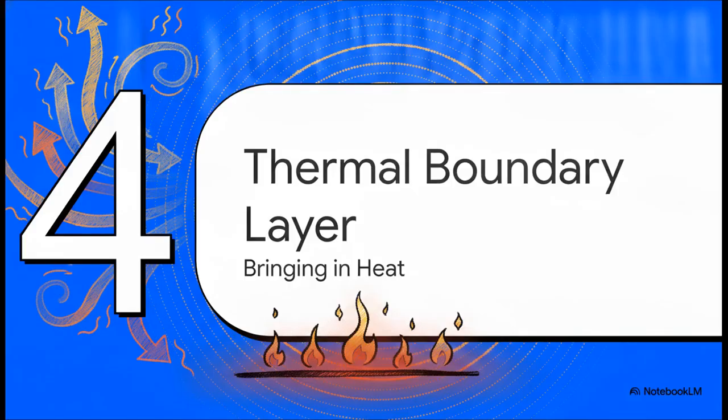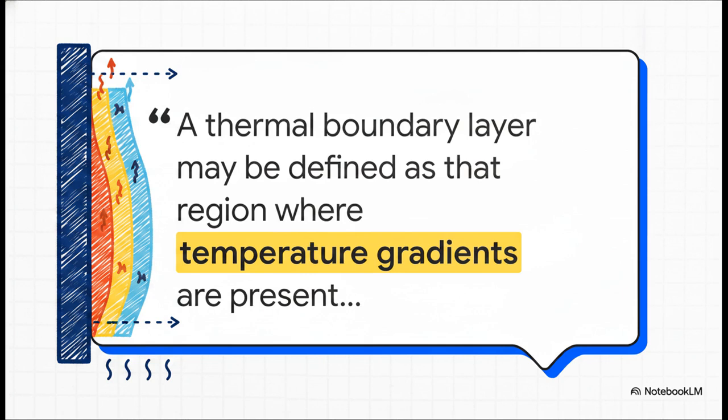And finally, part 4, the thermal boundary layer. Just as a physical wall drags on a fluid to create a velocity layer, a hot wall heats the fluid to create an identical, stacking temperature layer. The source material defines it perfectly. A thermal boundary layer may be defined as that region where temperature gradients are present in the flow.